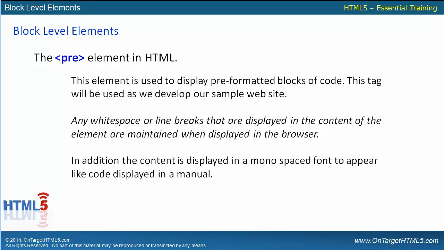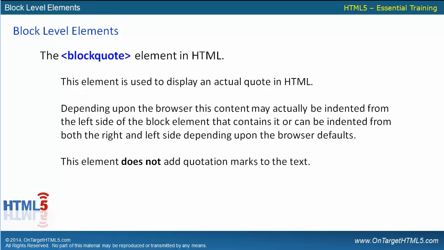In an earlier tutorial, I told you that white space is ignored as we're developing in our text editor and as it's being displayed in the browser window. With the pre element, it's not. We can actually get white spacing included in that browser window. So keep that in mind because it does come in handy as we're setting up some of the formatting for some of the things that we'll put into the web page. In addition, the content is displayed in a monospaced font to appear like code displayed in a manual. And again, that's by default. We can change that font based on our CSS styling.